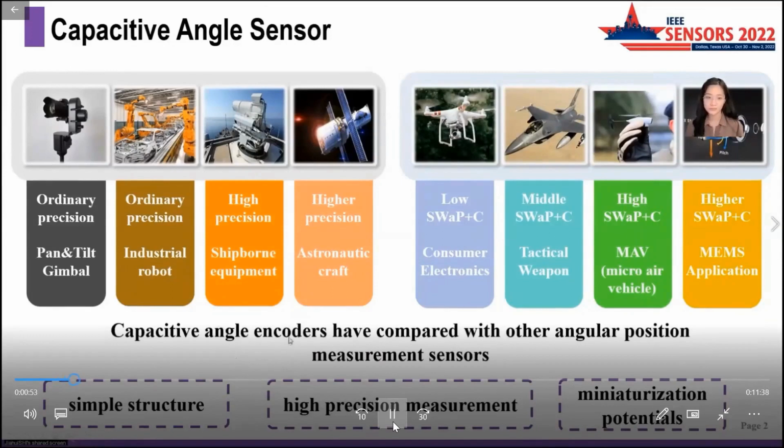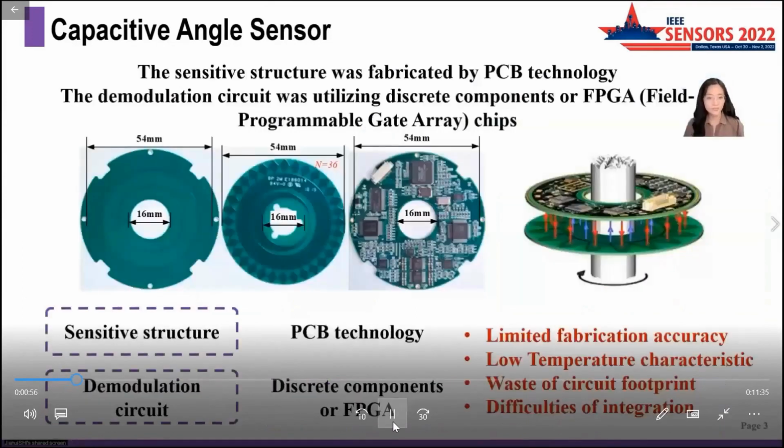angular measurement sensors. In previous literature about capacitive angle sensors, the sensitive structure was fabricated by PCB technology, while the demodulation circuit utilized discrete components or FPGA chips. Applying MEMS technology to capacitive angle encoder sensitive structure fabrication instead of PCB technology leads to better temperature characteristics and higher fabrication accuracy in limited size.